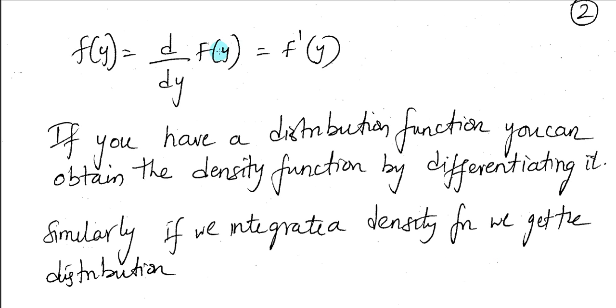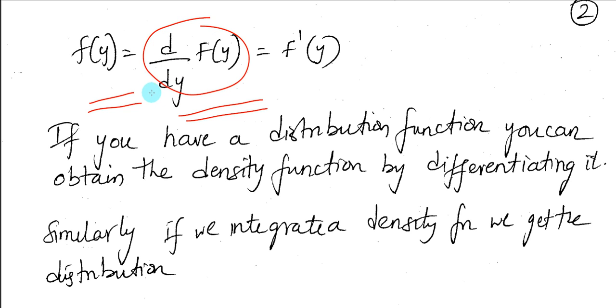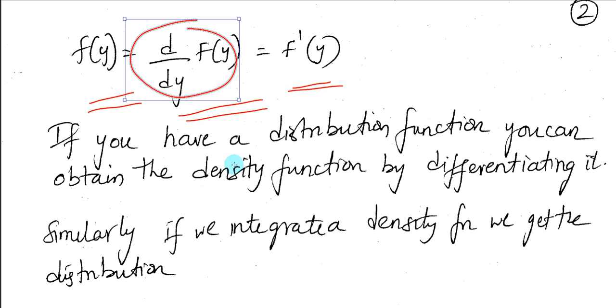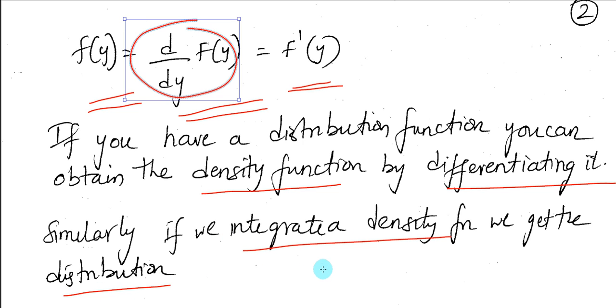Just like how we computed a distribution function from a density function, you can also find the density function from a distribution function. All you need to do is differentiate that function with respect to y or x, whatever the random variable is, and you would know the density function. So if you have a distribution function, you can obtain the density function by differentiating it. Similarly, if we integrate a density function, we get the distribution function.